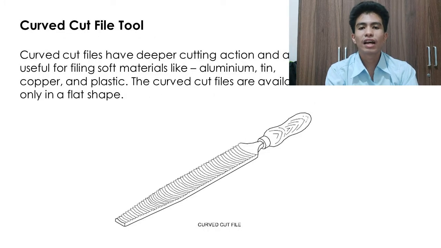The last type of cut in file tool is the curved cut file. This type of cut has a deeper cutting action and is useful for filing soft materials like aluminum, tin, copper, and plastic. Its teeth are arranged in curved contours across the file face and normally used for smoothing and blending. The curved cut files are only available in a flat shape.